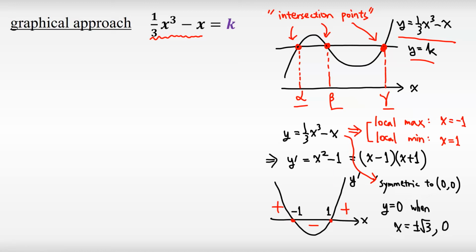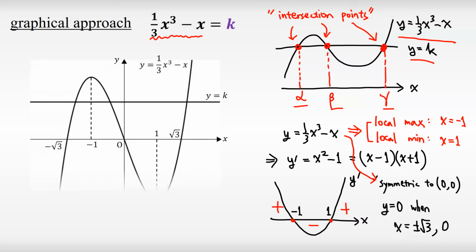Therefore, the graph of y equals 1/3 x cubed minus x on the xy plane is as follows. So, local maximum at x equals minus 1, local minimum at x equals 1, and symmetric about the origin, and the x-coordinate of this point is minus square root of 3, and the x-coordinate of this point is square root of 3. So we have the graph.